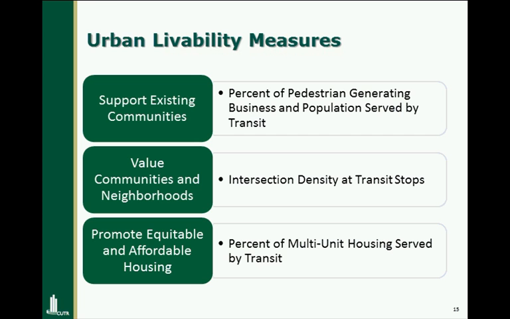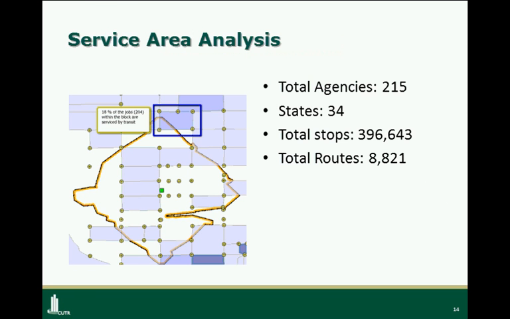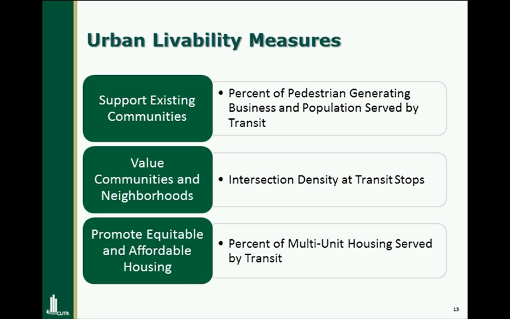So that service buffer that I illustrated to you, let me go back one slide, this service buffer that I illustrated to everyone, for each stop we calculated the number of jobs that were served, the number of pedestrian-generating businesses, and population served within that transit buffer. We did this again with valuing communities and neighborhoods, where we looked at the intersection density at the transit stops. Is the transit stop in a walkable environment? Intersection density is a proxy for identifying walkable communities or neighborhoods.